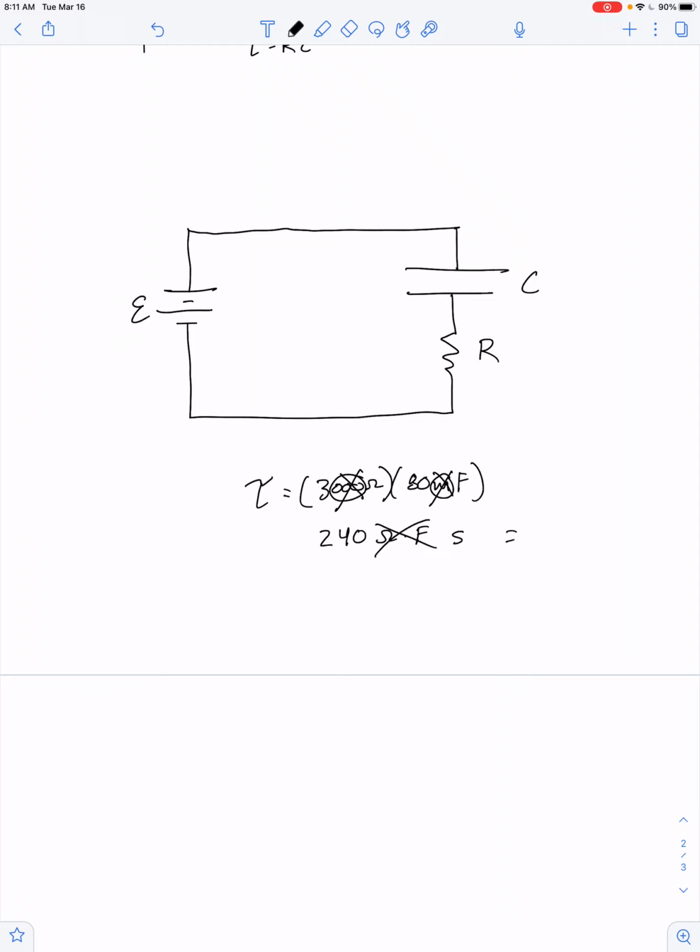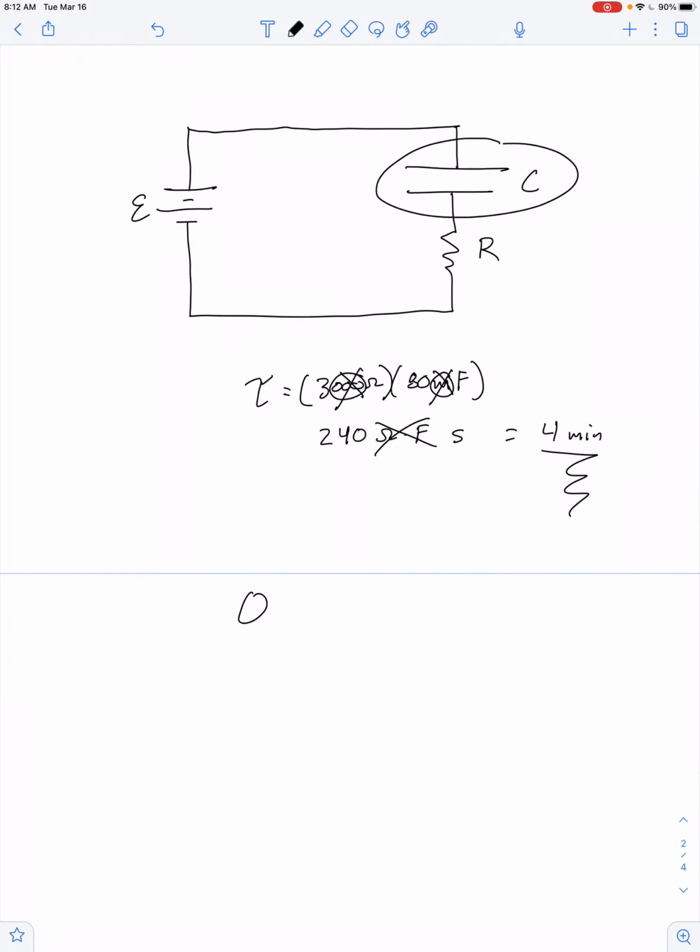Which, by the way, would be equal to what? 4 minutes. So what does that 4 minutes represent? The time that it takes for the capacitor to become fully charged? No, it takes an infinite amount of time to be fully charged. 4 minutes represents the amount of time it takes to reach 67% of its maximum charge.